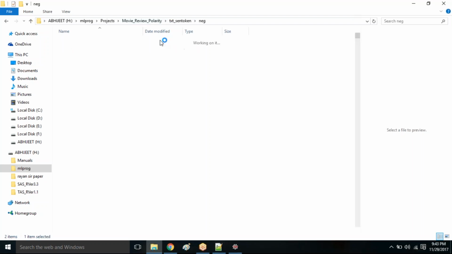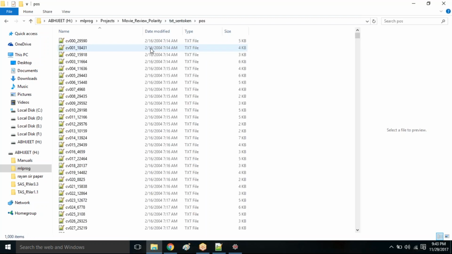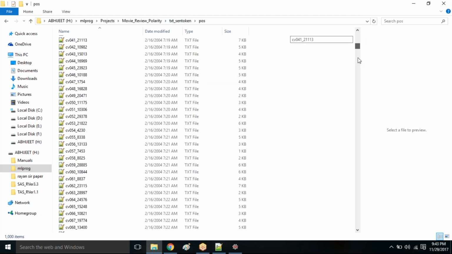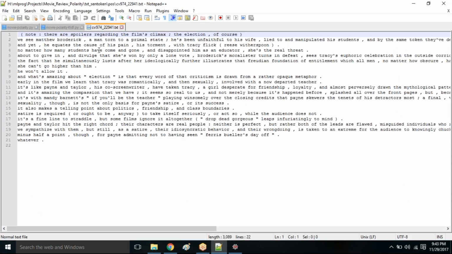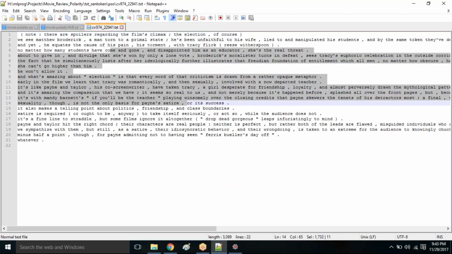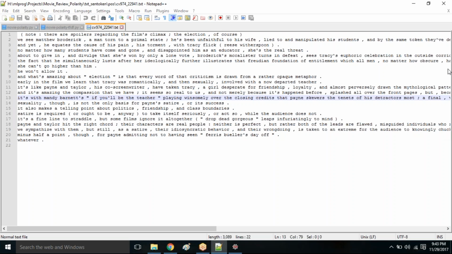So in this particular folder, you will find that there are two folders. One is neg, which is negative, and one is pos, which is positive. You will find 1000 reviews in each. And like this positive one, you can open it also. You can see what is written there. So you will find that this is a review which they have written in positive form. Like this is a positive review.